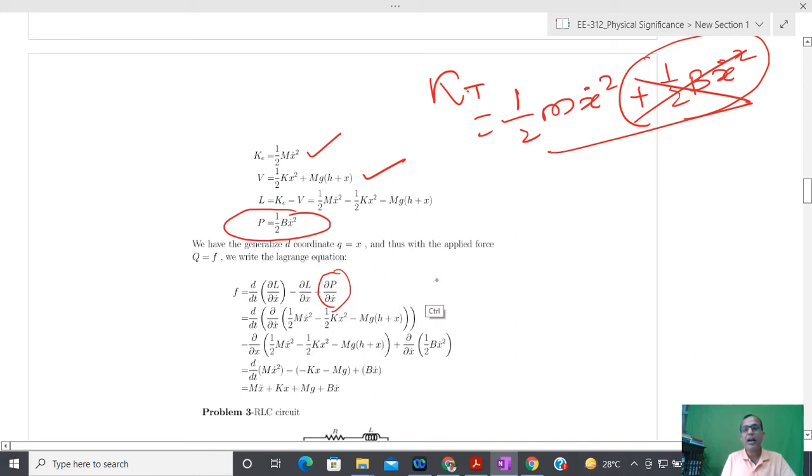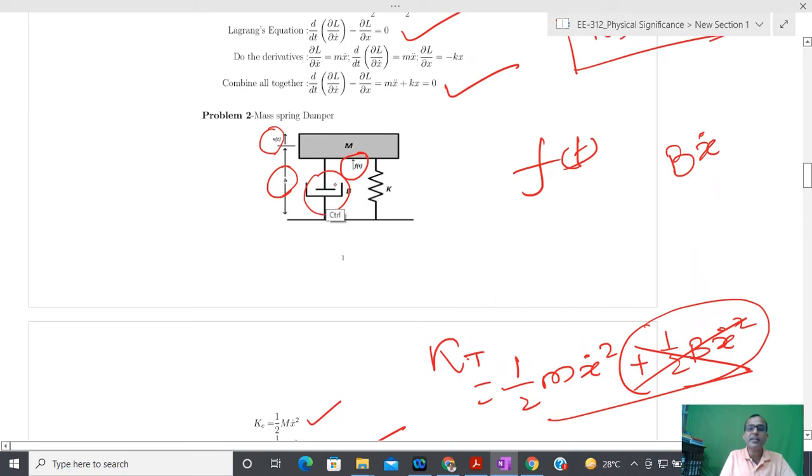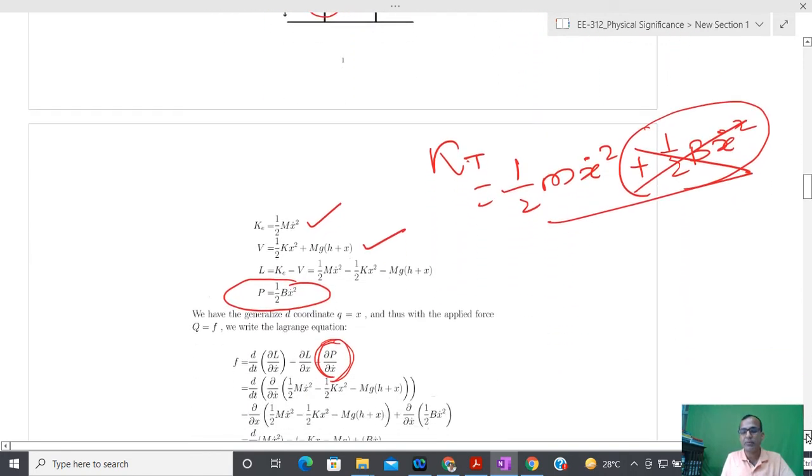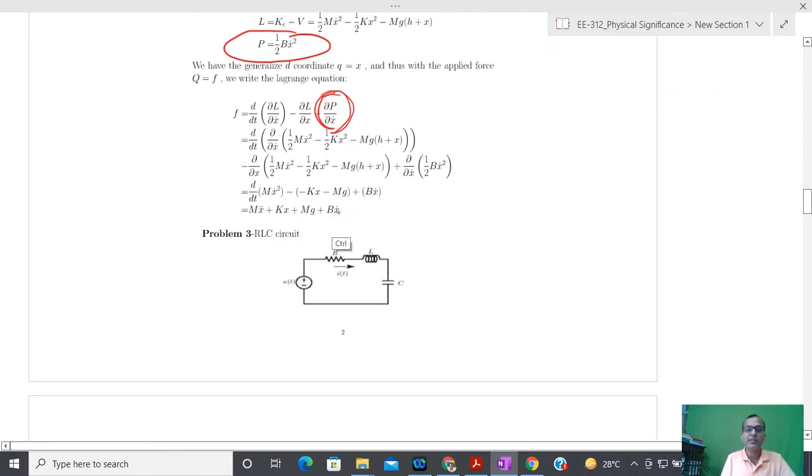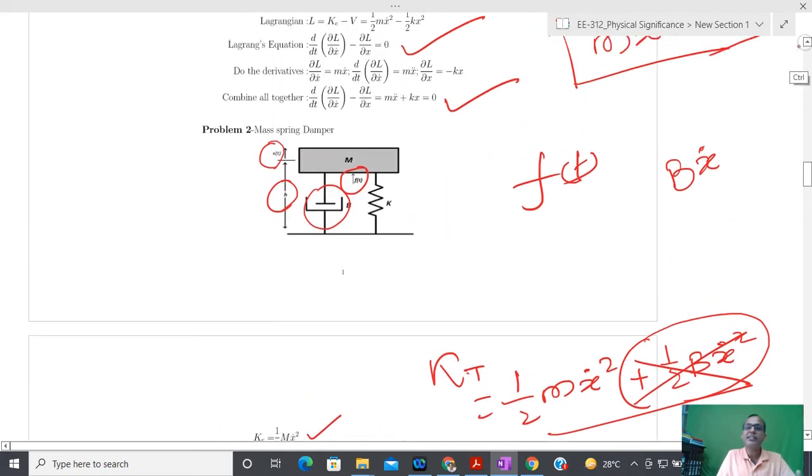Now I hope you are able to understand the idea. What I have to do is take d by dt of dou L by dou x dot, minus dou L by dou x, and add all the dissipative terms. Sometimes people call this the Rayleigh function, but there is no need to complicate things. Just try to identify those terms responsible for dissipation, because in a mass spring damper system energy is dissipated by the damper. After that I substitute everything and get the second order mathematical model, and you can verify from Newton's law that you get the same mathematical model.